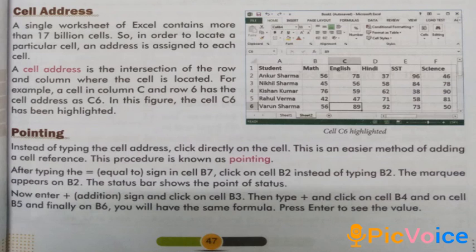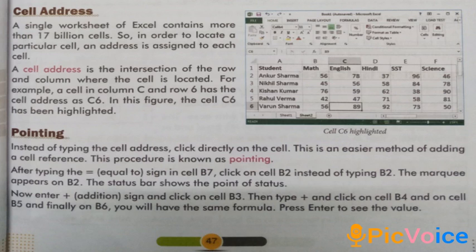Cell address. A single worksheet of Excel contains more than 17 billion cells. So, in order to locate a particular cell, an address is assigned to each cell. A cell address is the intersection of the row and column where the cell is located. For example, a cell in column C and row 6 has the cell address as C6. In this figure, the cell C6 has been highlighted.